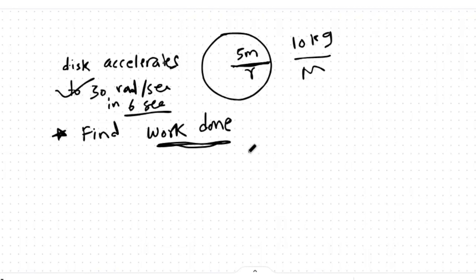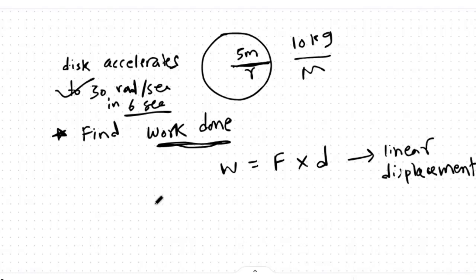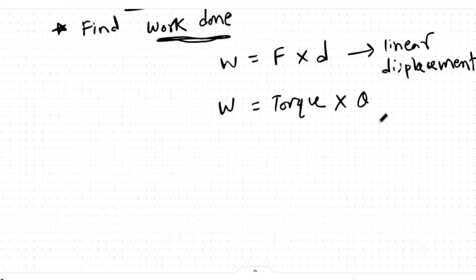Now let us solve the same problem with a different technique. We know that work is equal to force into displacement. This is for the linear displacement. But when we talk about angular displacement, we have this formula: work is equal to torque into angular displacement. So first let us find the angular displacement, then let us find the torque, and then we will multiply those numbers. The answer that we get will be exactly the same as we calculated before.